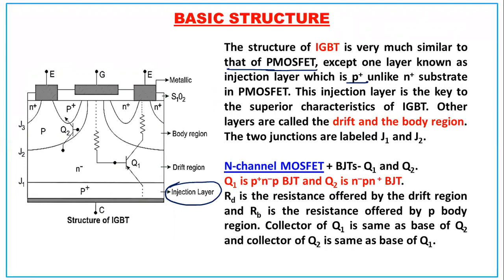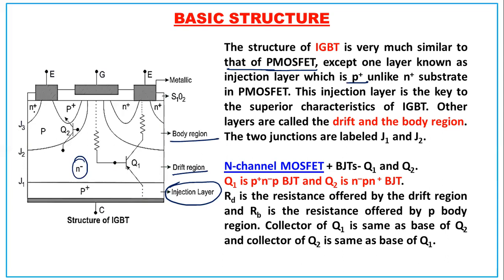So the main difference, I told you it's almost similar to a MOSFET, but it has a P plus injection layer instead of the N plus substrate. Because of that only we have the difference in characteristics. Other layers are the drift and the body region. Here we have the drift region, which is an N minus layer. We call it the drift region. And then we have the body region, almost the same as that of the MOSFET.